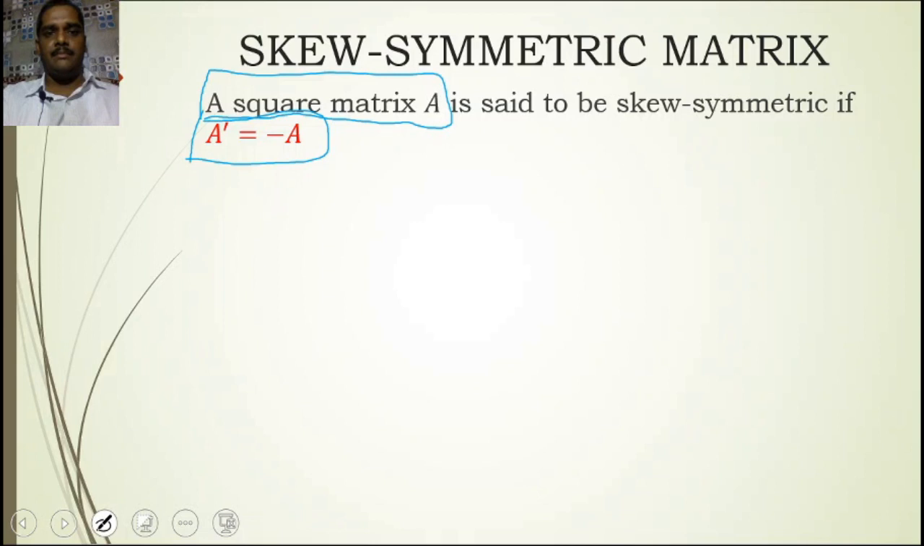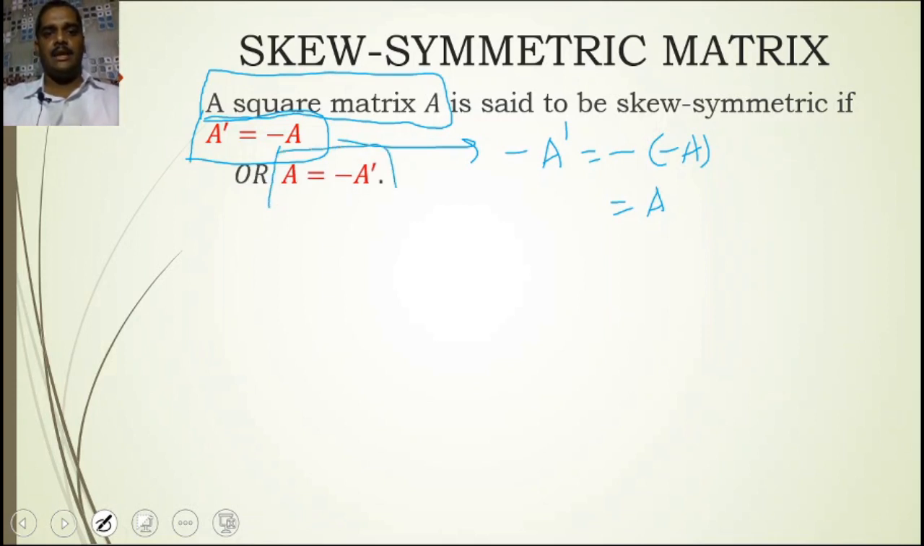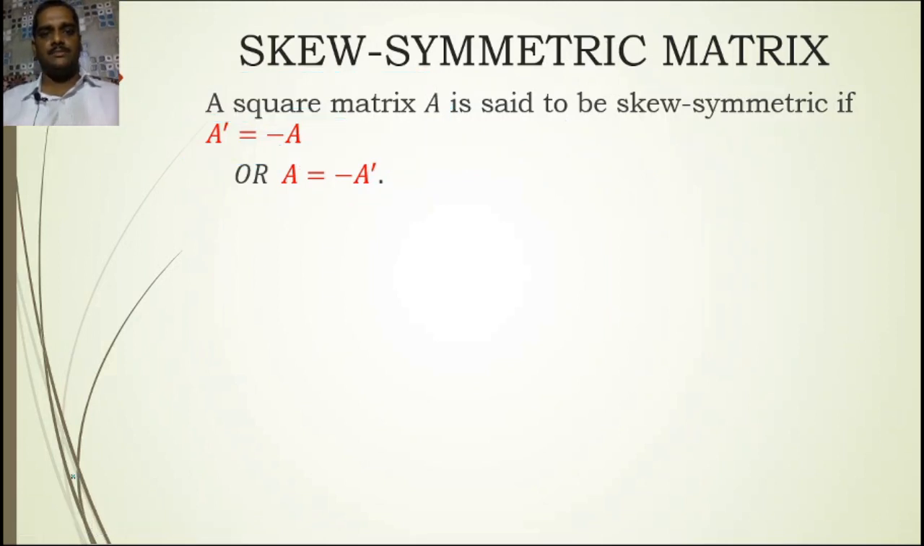I can multiply this condition on both sides by -1. If I multiply both sides by -1, the LHS will become minus of A transpose, and the RHS will become minus of minus A, and minus of minus A is nothing but A. So the same condition can also be written like this: A is equal to minus of A transpose, and I use this second condition more preferably.